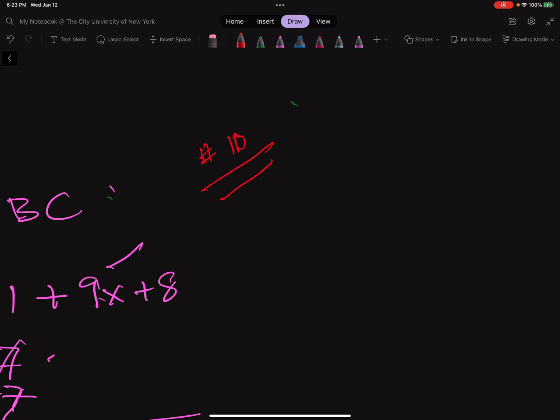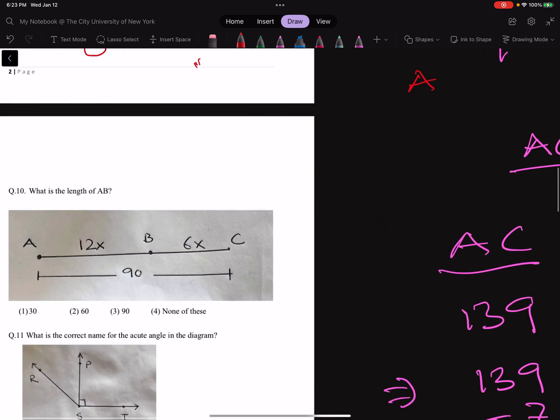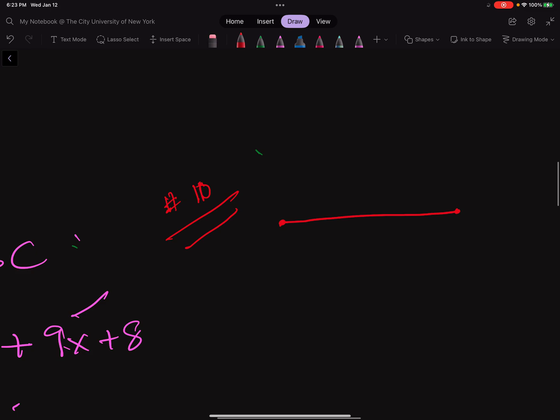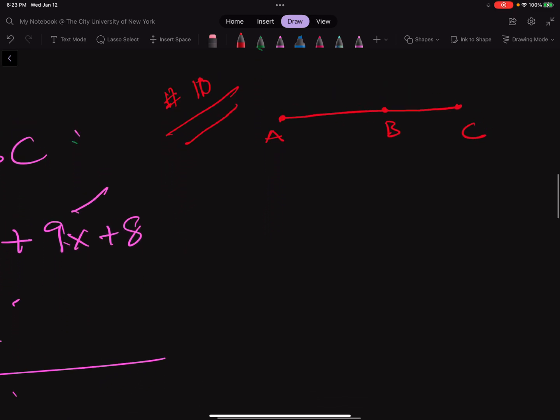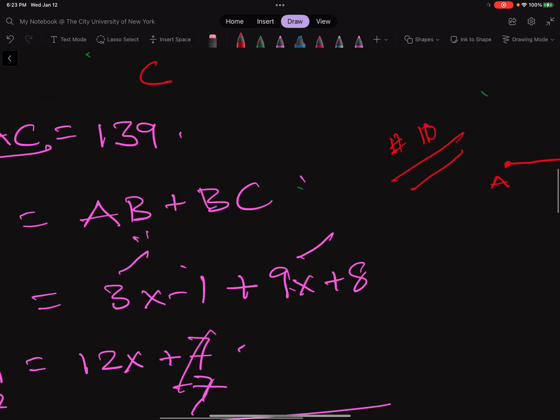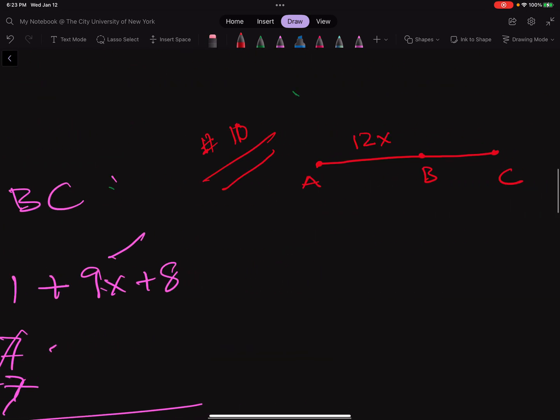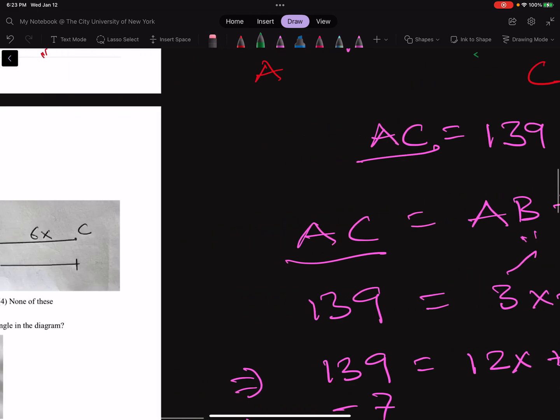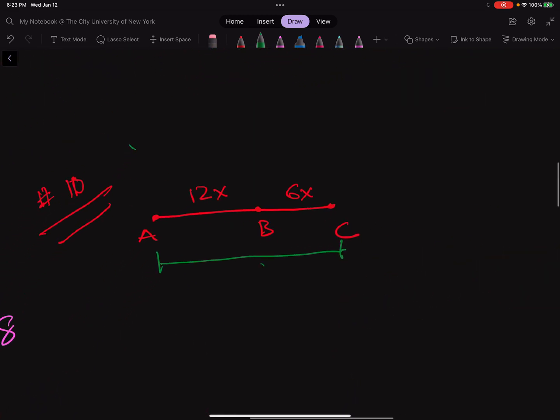Okay. So there is a figure that shows a segment, and this segment has got two parts, A, B, C. This is A, this is B, this is C, okay? And some unknown values are given in terms of variables, 12x and 6x. So this is 12x and this is 6x. Now they told you that the distance of the whole AC, the whole segment, is 90. So you get a 90 here, right? So it's simple. Your AC is 90.